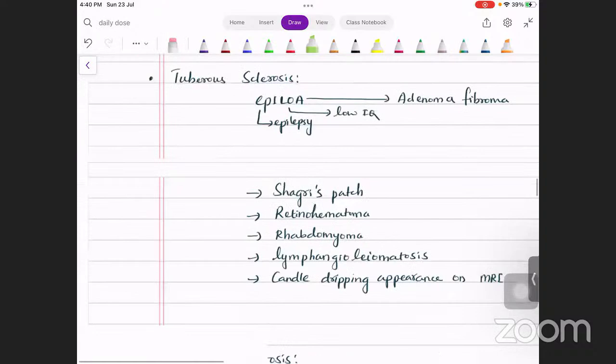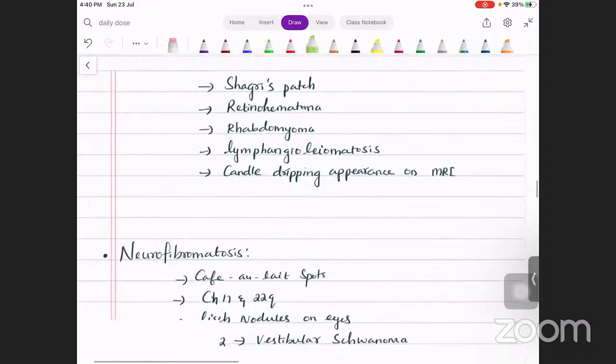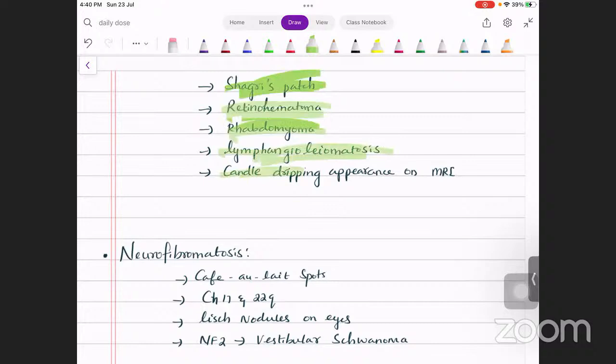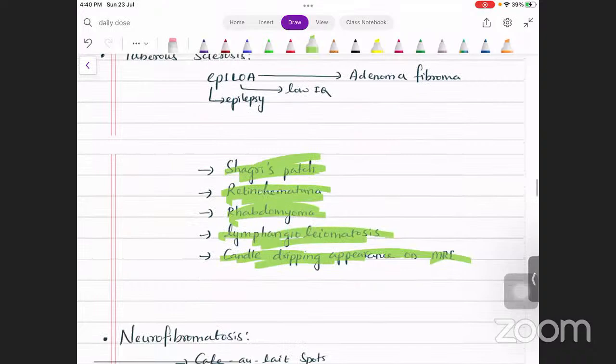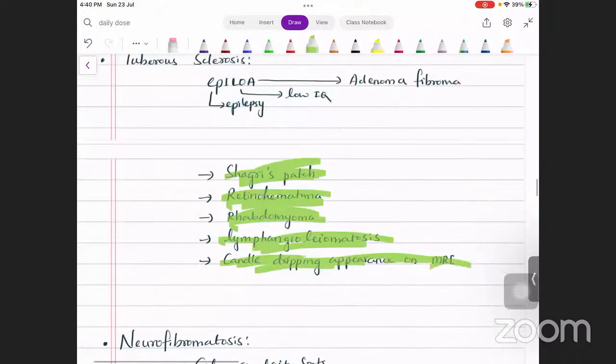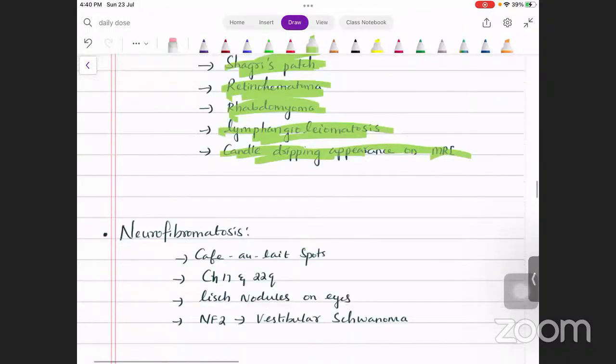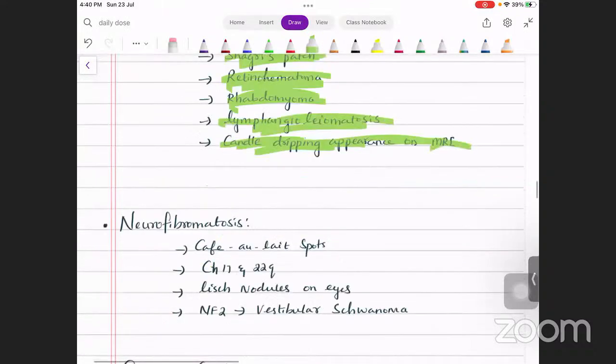And in the case of tuberous sclerosis, you may see Shagreen patch, retinal hamartoma, rhabdomyoma, lymphangiomatosis, and candle guttering appearance on MRI. You may see rhabdomyoma, retinal hamartoma, and Shagreen patch in tuberous sclerosis, along with the epiloia features: epilepsy, low IQ, and adenoma sebaceum.